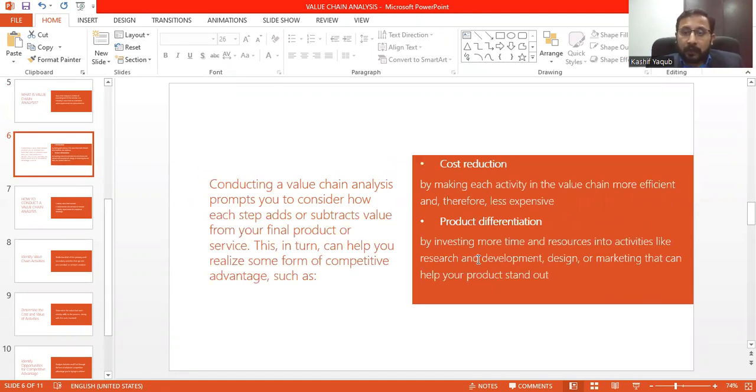So cost reduction is what? By making each activity in the value chain more efficient and therefore less expensive. And what is product differentiation in the value chain? By investing more time and resources into activities like R&D, research and development, design, and marketing that can help your product stand out amongst the other products on the shelf.